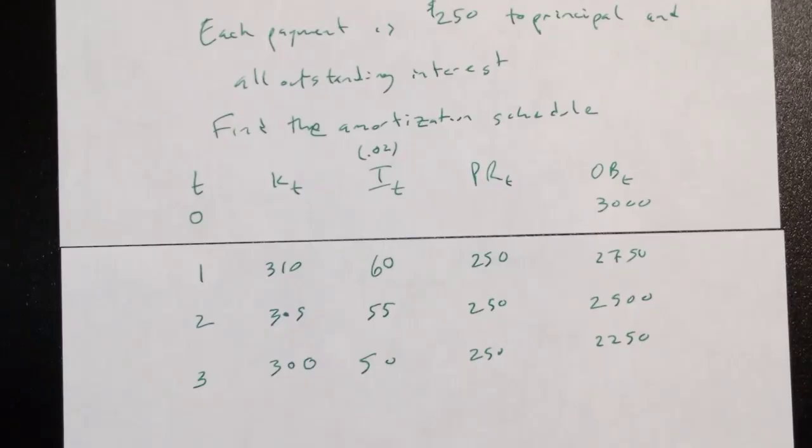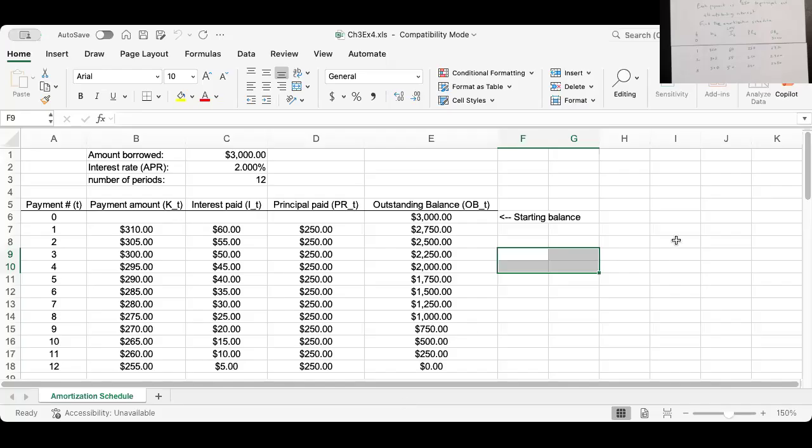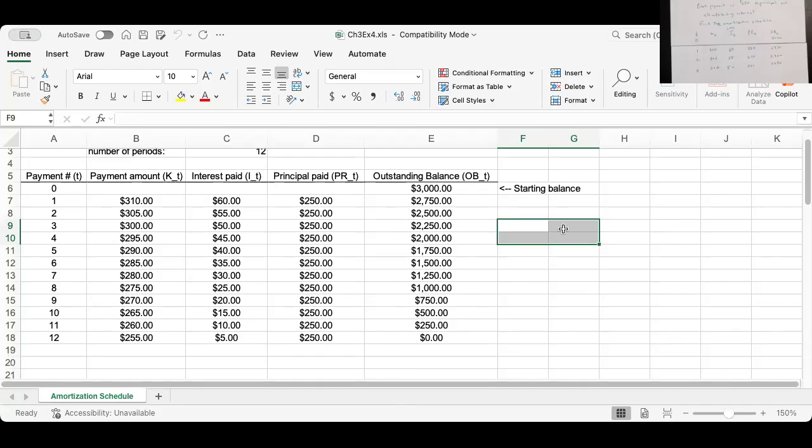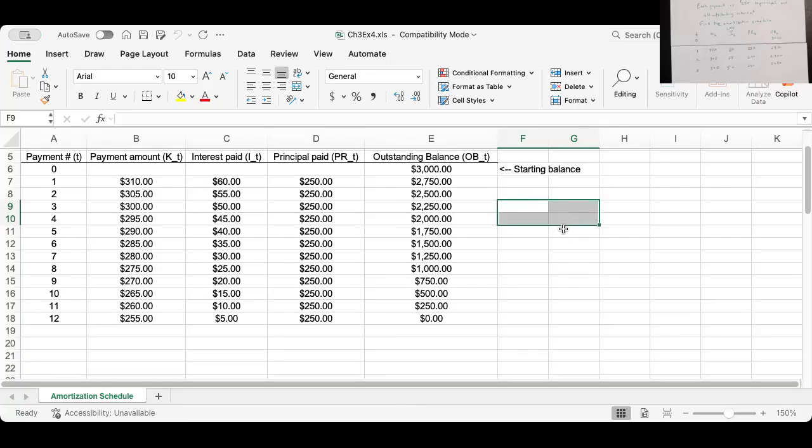Since I know I'm going to pay $250 each quarter out of a $3,000 loan, I know I'm going to pay it off in 12 quarters. 3,000 divided by 250 is 12. So I know it's going to take me 12 payments. I just don't know the interest amount each month. Oh, I can calculate that out directly.